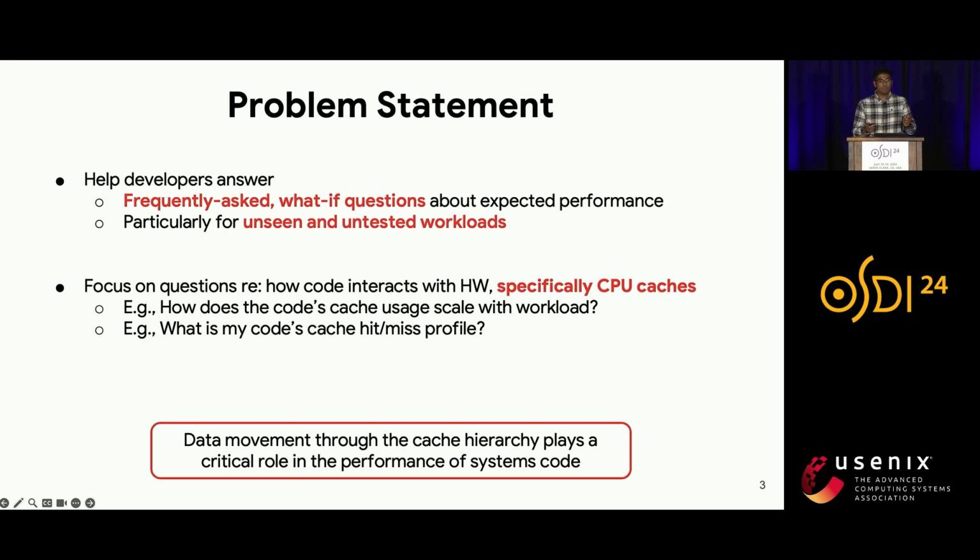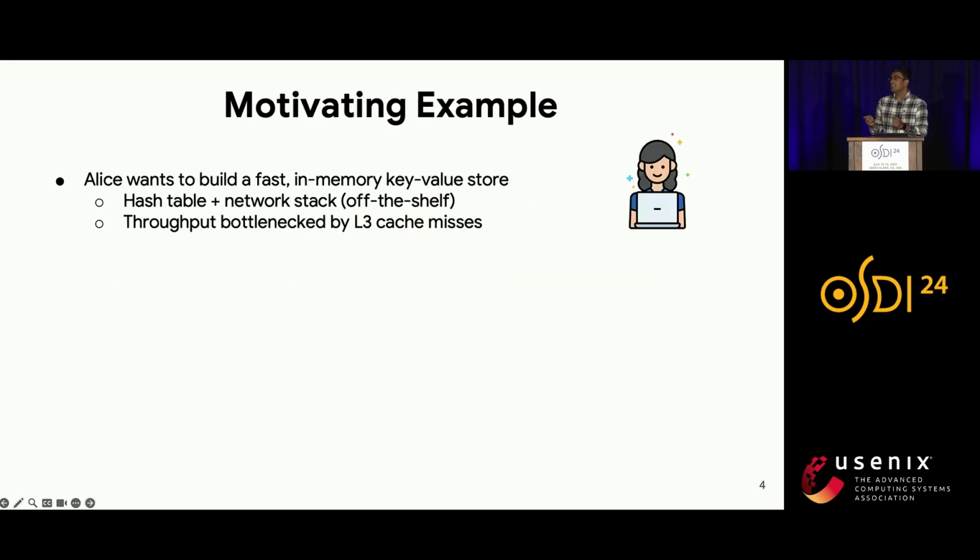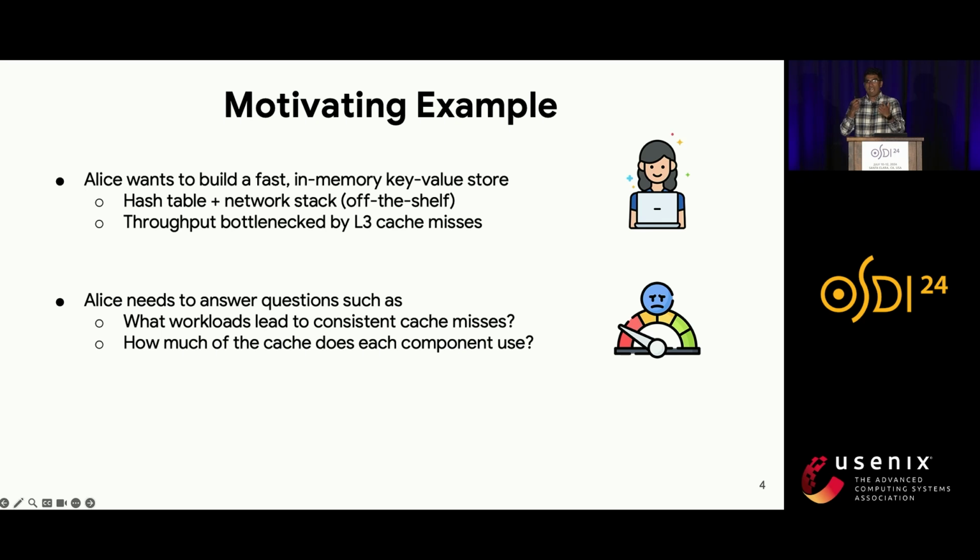So to give you a concrete example of the kind of questions we're trying to answer, consider a developer, Alice, who is trying to build a fast in-memory key value store, which consists of a hash table that she wrote herself and a network stack that she is using off the shelf. Now, because in such systems, the throughput is often bottlenecked by the number of last-level cache or LLC misses per request, Alice needs to know the kind of workloads that cause consistent cache misses, and then to optimize her code, needs to understand how each part of her code base uses the CPU cache. So for instance, how many cache lines does the hash table code touch per put and get request, and how many cache lines does the TCP stack touch per network connection?